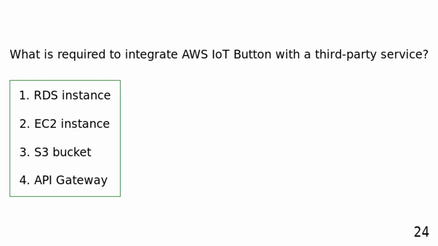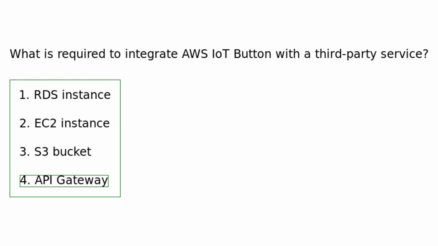What is required to integrate AWS IoT Button with a third-party service? RDS instance. EC2 instance. S3 bucket. API gateway. API gateway can be used to integrate the AWS IoT Button with third-party services.